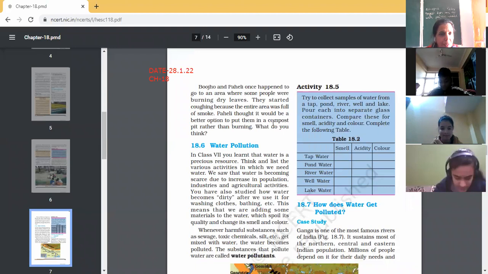So what will happen if we are composting? One thing, the waste will be reduced, and second thing, what will be happening? What is the second advantage? The soil will become more fertile. So instead of burning, we should make compost of dry leaves, especially in the parks. They should dig a pit and put the park waste into that pit for composting.